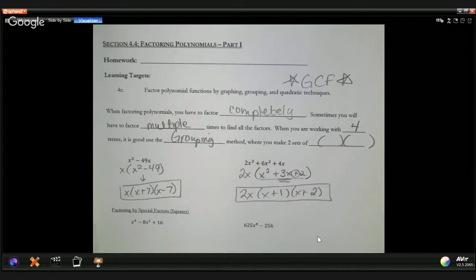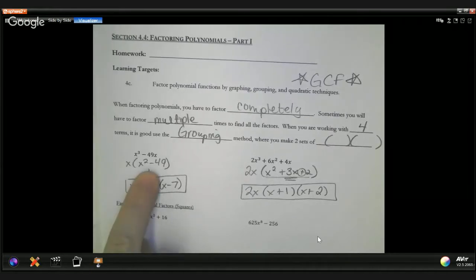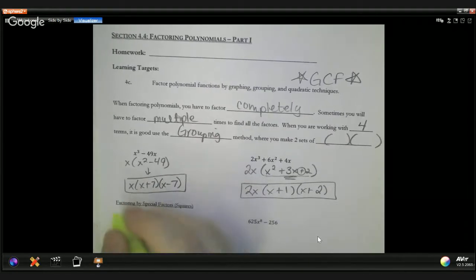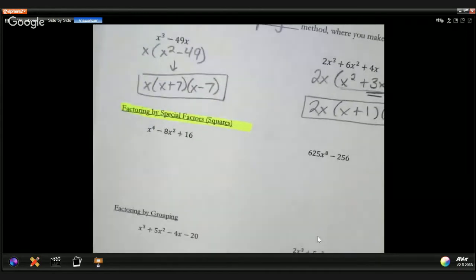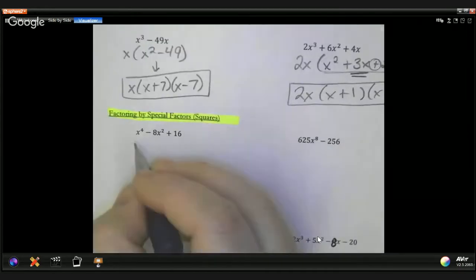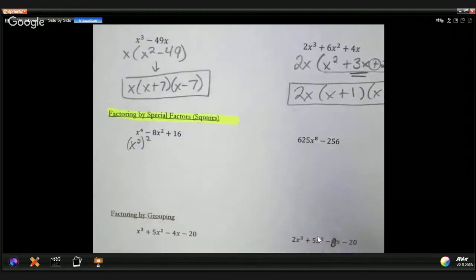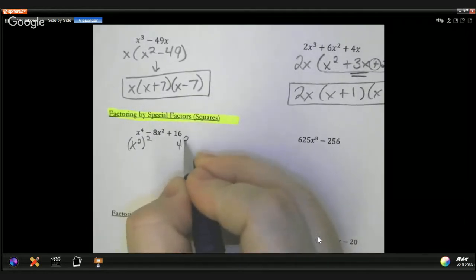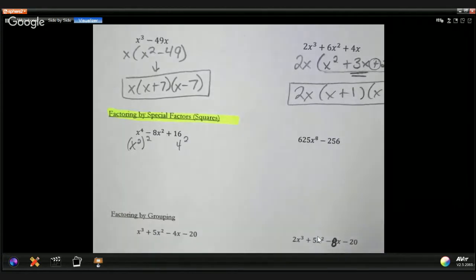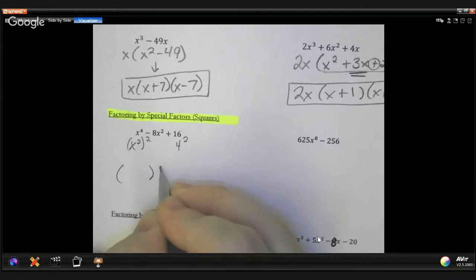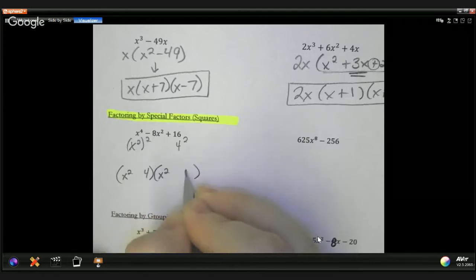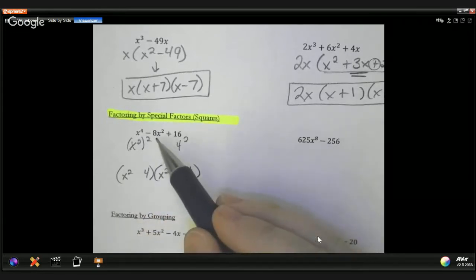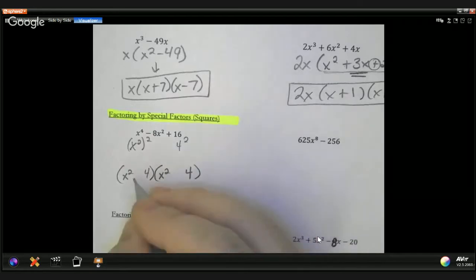Now, we've already dealt with some special factors. This x squared minus 49, that is a special factor. But now let's look at the other cases. So right here, x to the 4th is actually x squared squared. And 16 is actually 4 squared. And so I do have squares. So this one's going to be an x squared with a 4, and x squared with a 4. And because I have a minus here, the only way I can get a negative 8 is if they're both minuses.